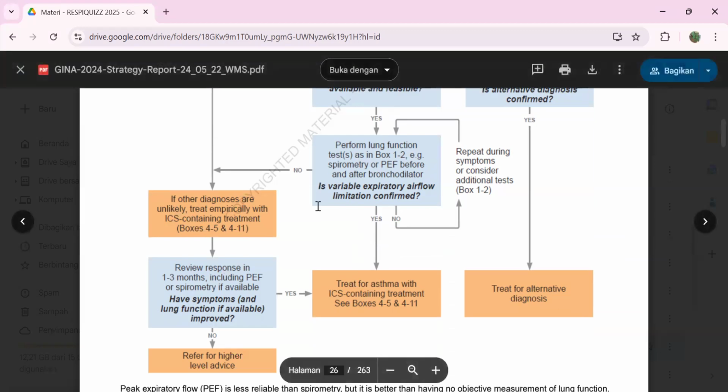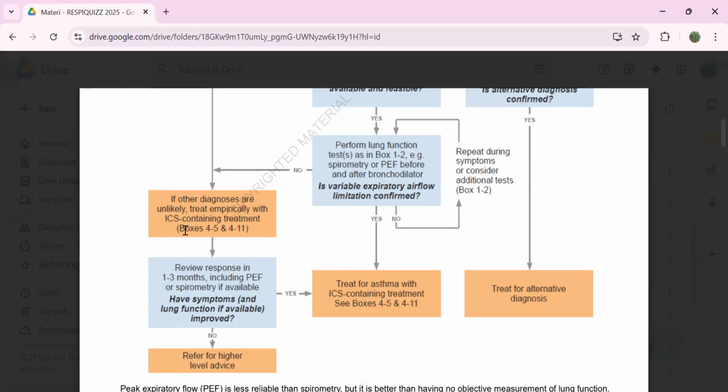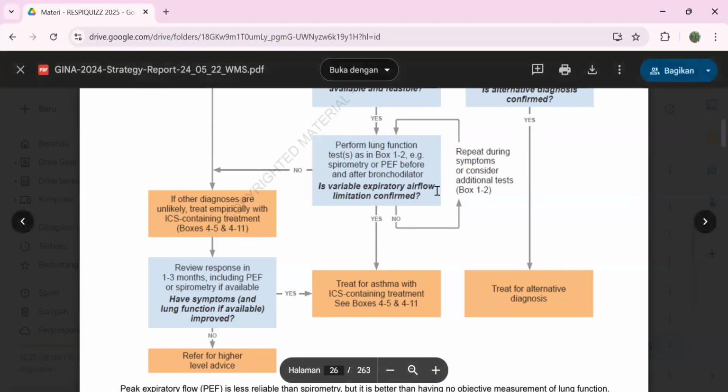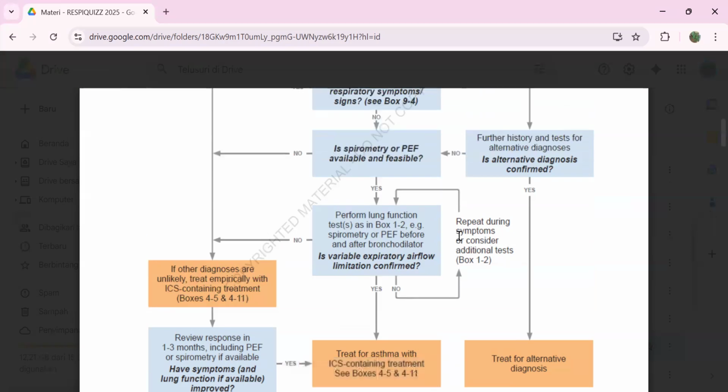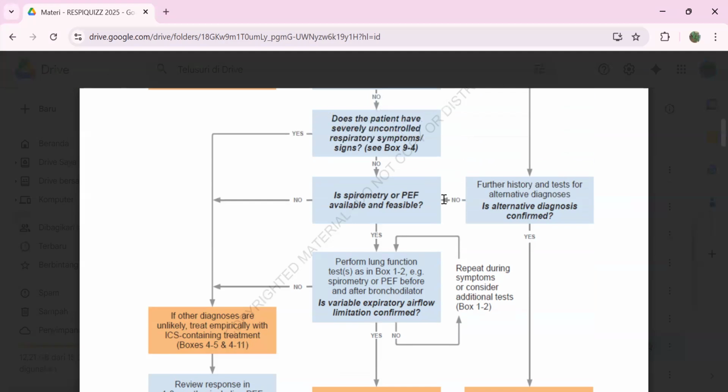And for this, after treating empirically with ICS-containing treatment, we should review the response in 1 to 3 months, including PEF or spirometry if available. Have symptoms and lung function, if available, improved? If no, we should refer for higher level advice. For this step, repeat testing during symptoms or consider additional tests.